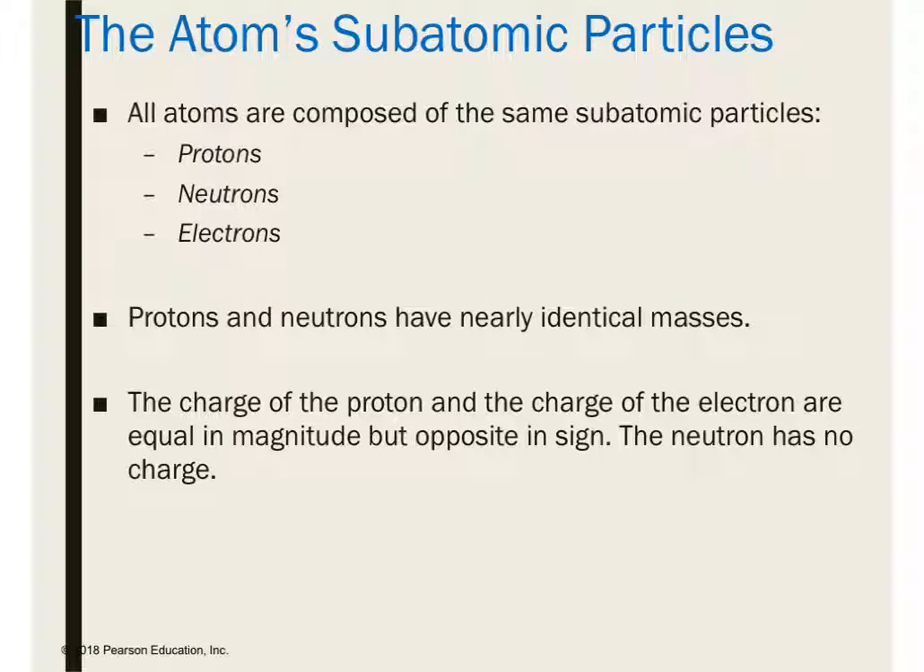All right, so the bottom line with these key discoveries is we know that all atoms are composed of the three basic subatomic particles. There actually are smaller subatomic particles, so you can break protons and neutrons apart further into quarks, but we won't get into that in this class. Protons and neutrons have nearly identical masses. A proton is positively charged, an electron is negatively charged, and neutrons have no charge.